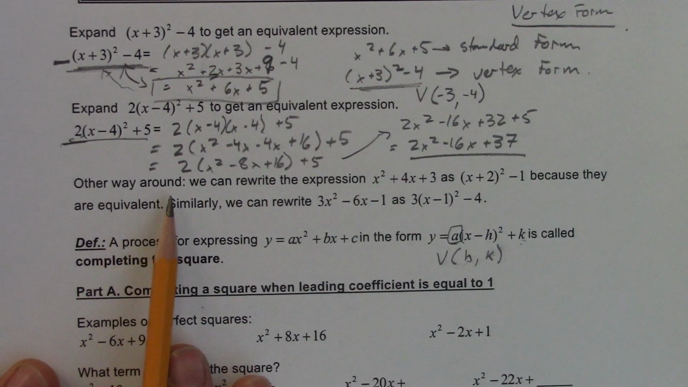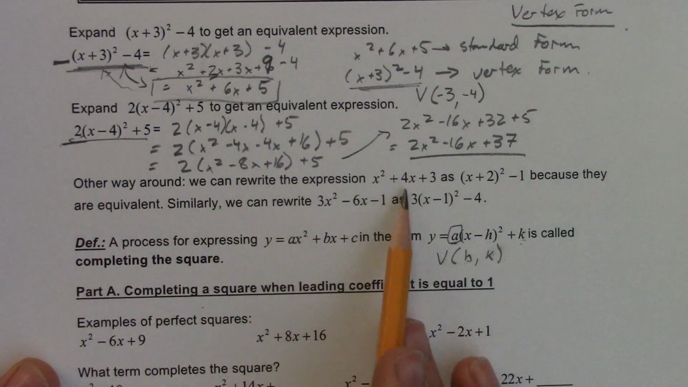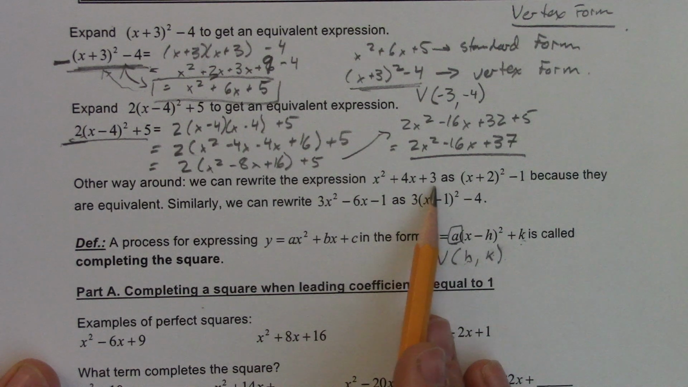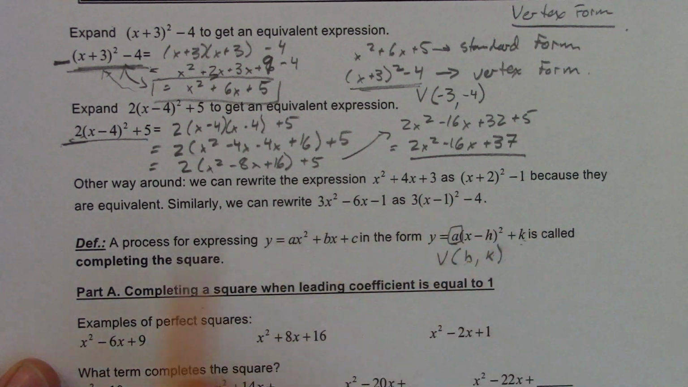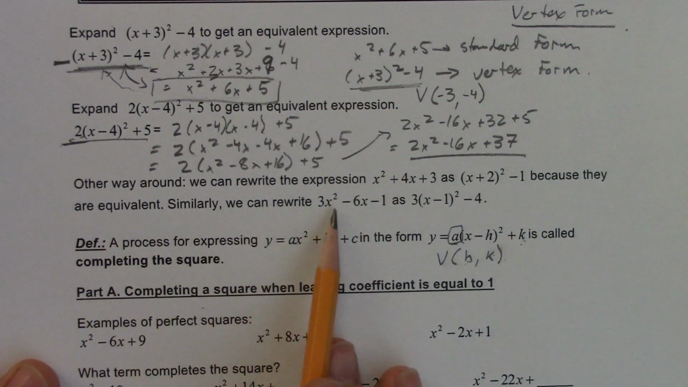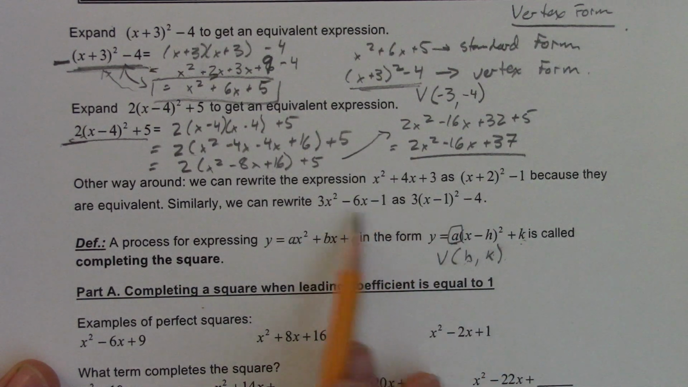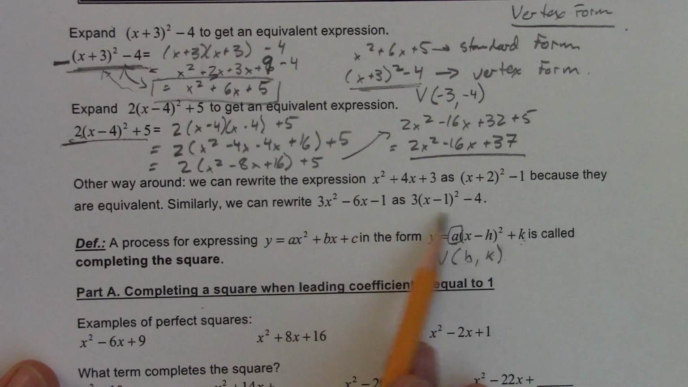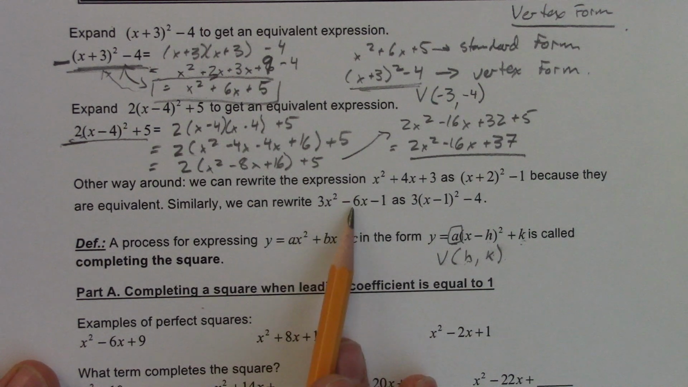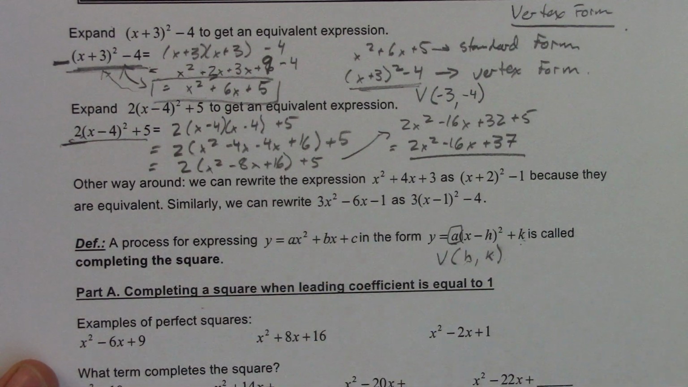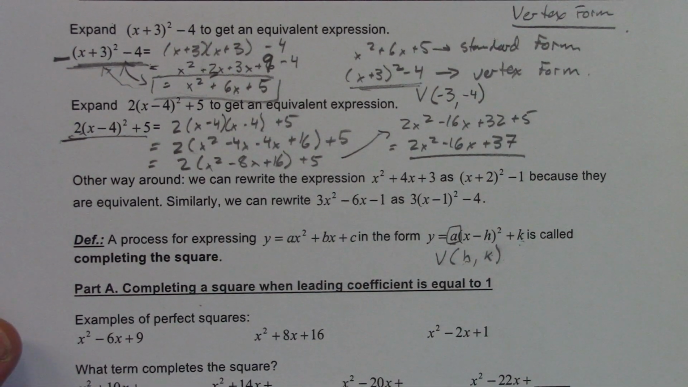All right, so the other way around now. Can we rewrite the expression, this in standard form, as that in vertex form because they're equivalent? Similarly, we can rewrite this as that because they are equivalent. And you know that by expanding this out, you would get this, right? So that's what we're trying to do today, okay?